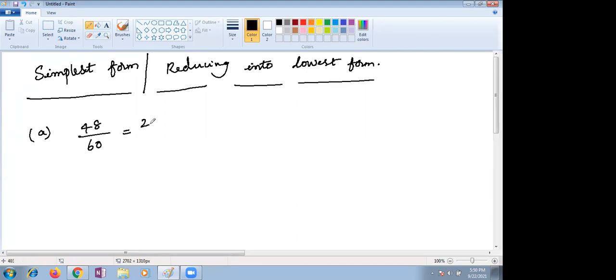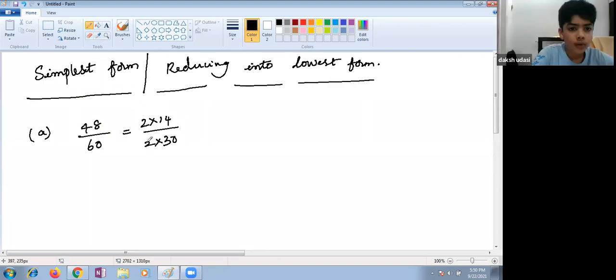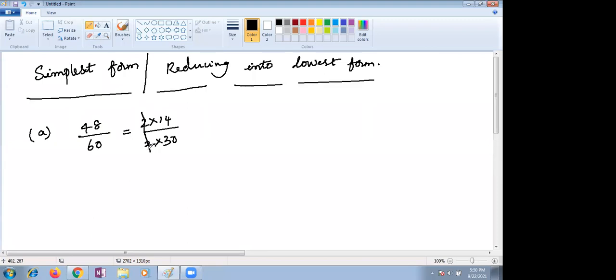So can I write it as 2 into... Yes. 2 ones are 2, 2 fours are 8, and 2 thirties are 60. Who is common, children? I find who is common here. 2. So I'm taking out 2 because it is coming in both numerator and denominator. Next, 14. Can I take it as 2 into 7, right?